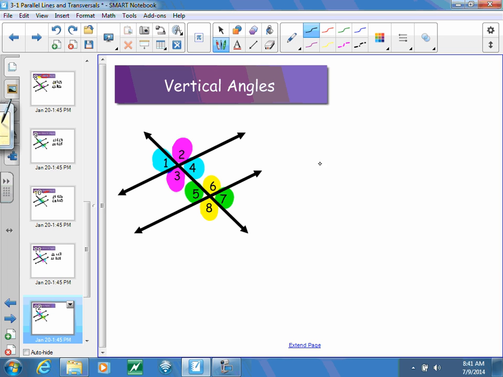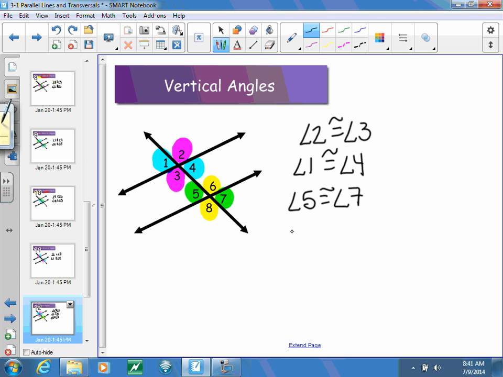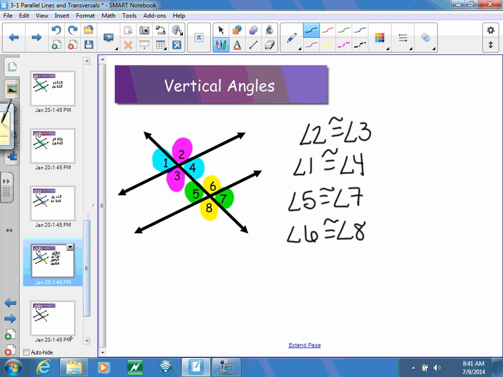Also remember, vertical angles are always congruent to each other as well. So angles 2 and 3, they're vertical angles, but we can also say that angle 2 is going to be congruent to angle 3. We can say that angle 1, we know that has to be congruent to angle 4. Angle 5 is going to be congruent to angle 7, and angle 6 has to be congruent to angle 8. So we have our pairs of angles, and they're going to be congruent to each other.